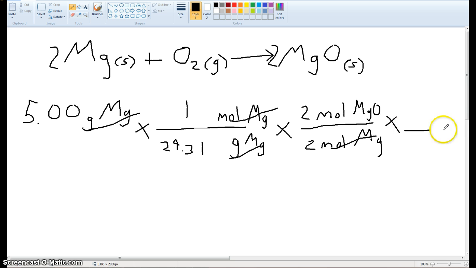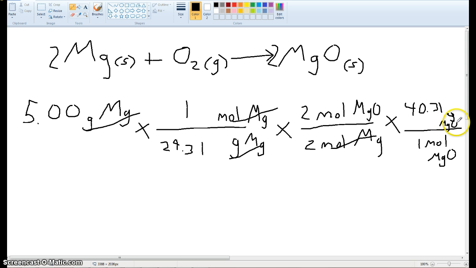All we have to do is put moles on the bottom here to get the moles to cancel out. And what's going to go on the top? Our molar mass of magnesium oxide, which by my calculations, I get 40.31. Because what did we do? Take 1 magnesium plus 1 oxygen, and that's going to be our grams of MgO.